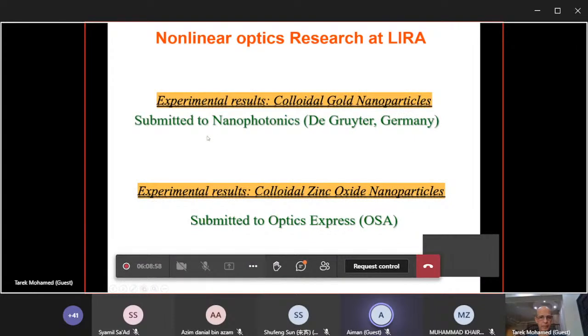We also did similar measurements on colloidal gold nanoparticles, and we submitted this to Nanophotonics. We also did this for zinc oxide, and we submitted it to Optics Express. This was just for nonlinear studies, but we also use these samples for biological applications like antimicrobial and antibacterial applications.